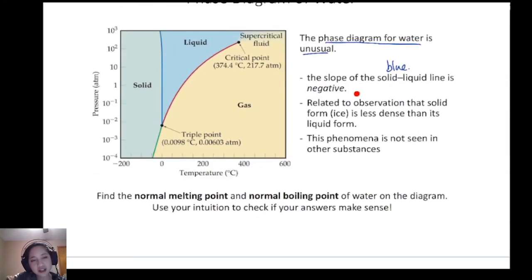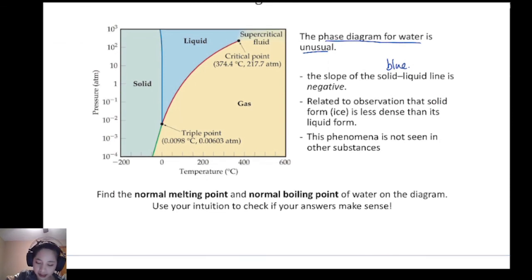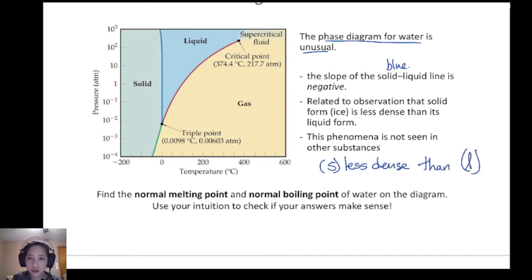So this is relevant to us because water is one of the only substances that become less dense as it freezes. So ice floats. Almost all other substances actually get more dense when they freeze. But water is special in that it gets less dense as it freezes. So the solid form is less dense than the liquid. That's why ice floats. This phenomenon is not seen in any other substances.